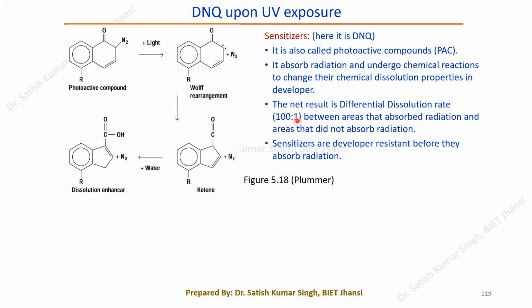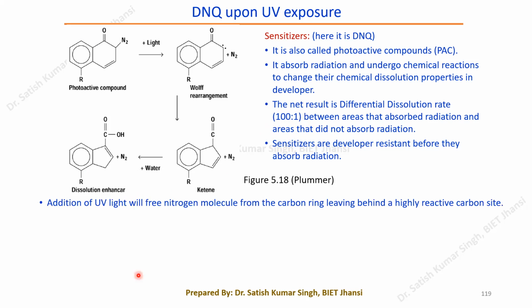Because Novolac is dissolving at the rate of 1 nanometer per second, and the exposed DNQ is dissolving at the rate of 100 nanometer per second. So it is 100 times faster dissolution for your DNQ as compared to your Novolac. Because of that, when you go for the developing process, the DNQ will be primarily removed, but the Novolac will be almost intact, because its dissolution rate is very small as compared to your DNQ.